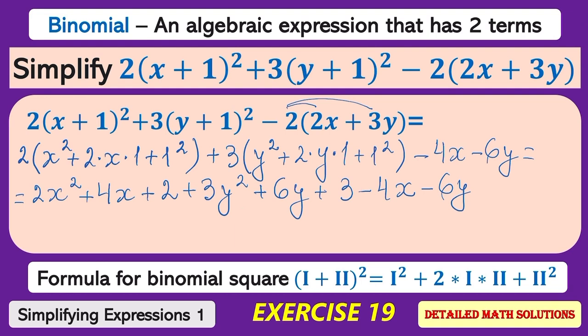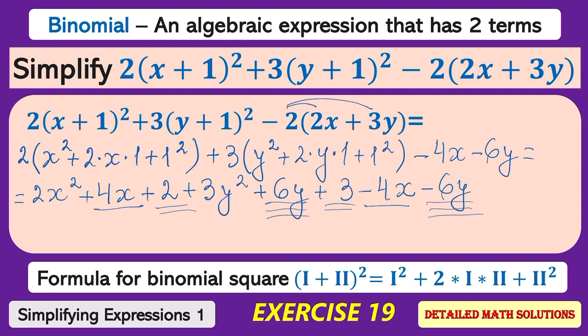As a next step, I need to add all terms that have the same variable raised to the same power. In other words, I need to add all like terms. Like terms are 4x and negative 4x, 2 and 3, and 6y and minus 6y.